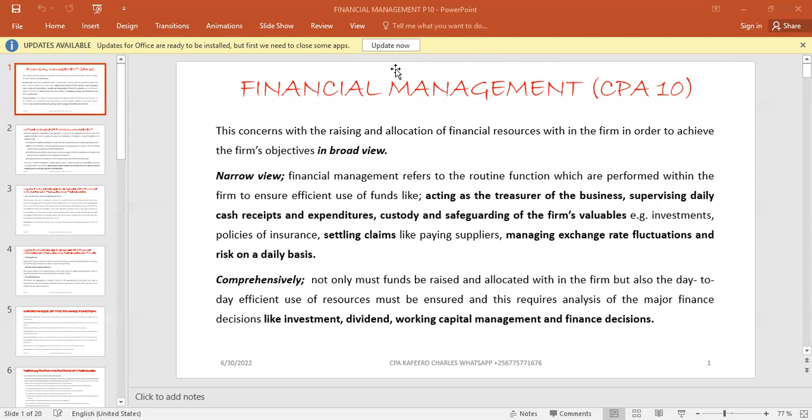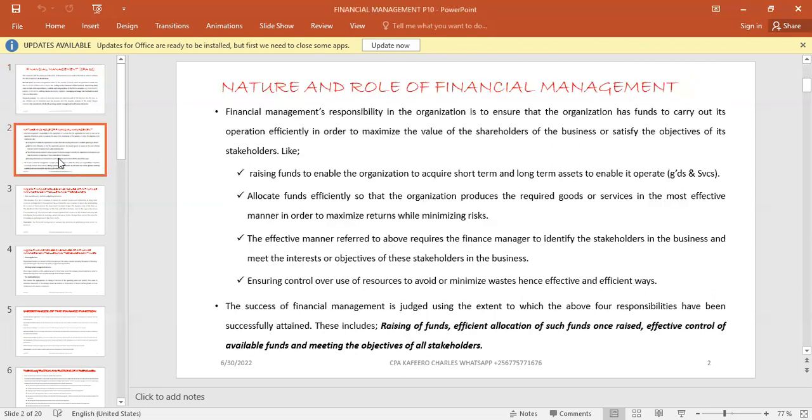But our major emphasis, or our major role as to why we are looking at these major finance decisions, is we want to make sure we raise the funds, we allocate those funds within the organization appropriately, so that we can efficiently use those resources that we have acquired to make sure we achieve the objectives of the stakeholders. Okay, we can proceed to the next slide, and we try to look at the nature and role of financial management.